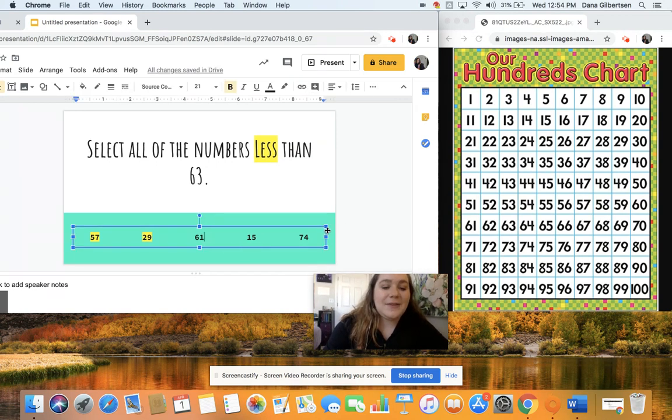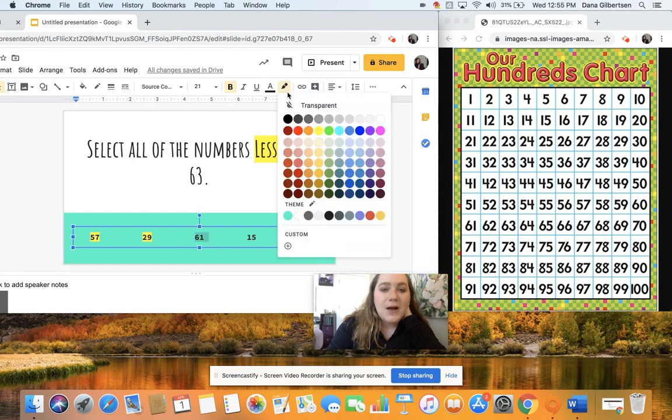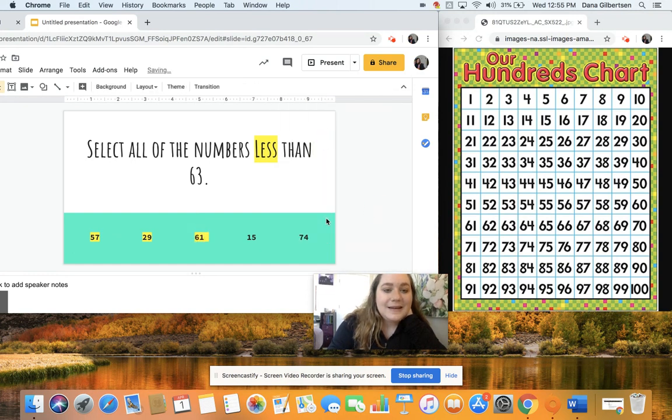Next, we're looking at the number 61. So put your finger back on 63 and make a silly face if 61 is less than 63. You should be making a silly face because 61 is less than 63. It is smaller, so I can pick it. Good. Next one is 15.